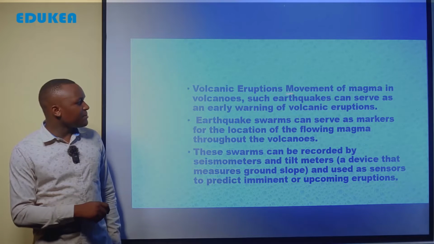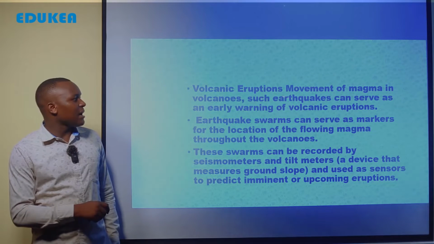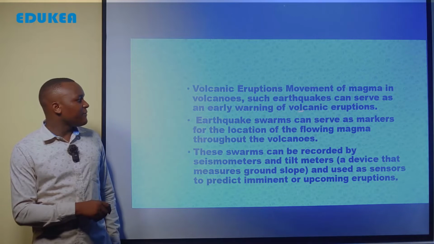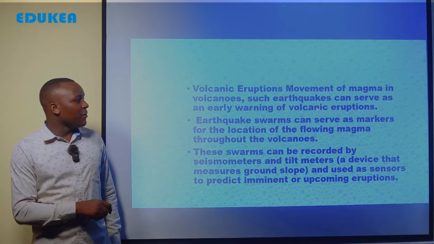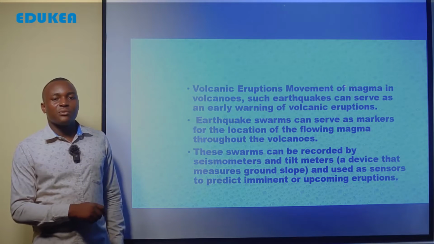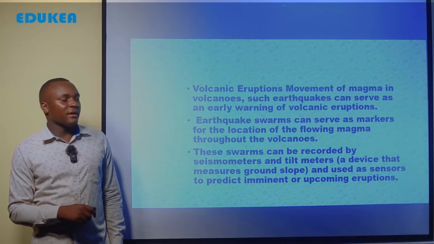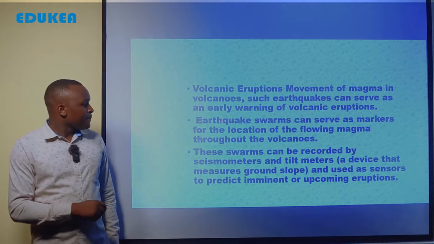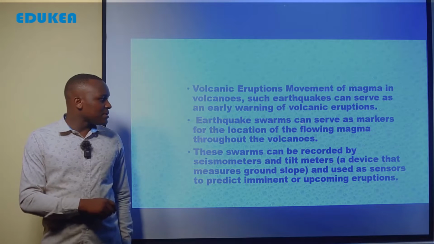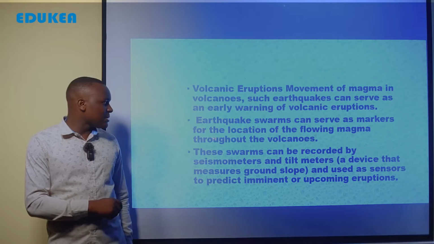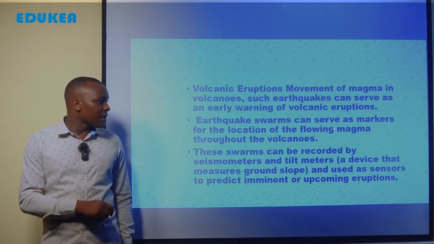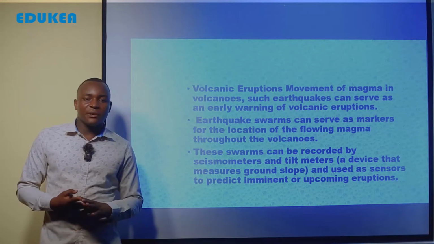As we can see, with volcanic eruption and the movement of magma in volcanoes, such earthquakes can serve as an early warning of volcanic eruption. So earthquake is an early warning of the volcanic eruption. Earthquake swarms can serve as markers for the location of the flowing magma throughout the volcanoes.